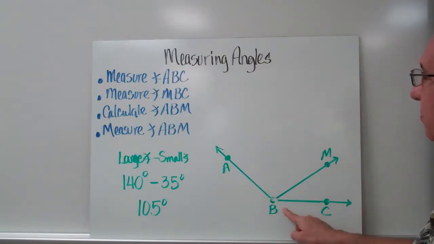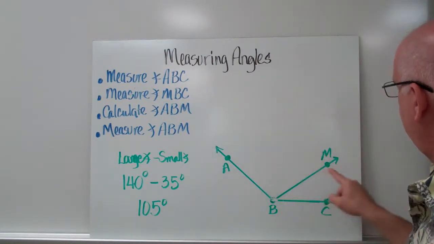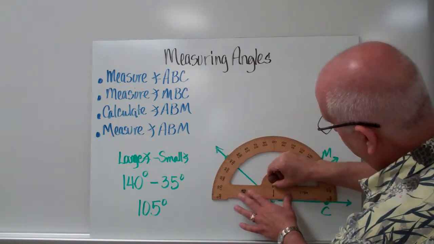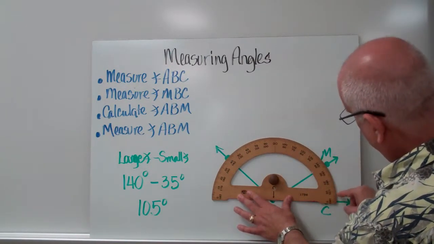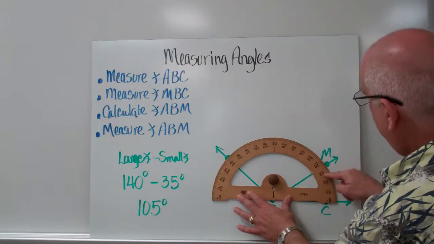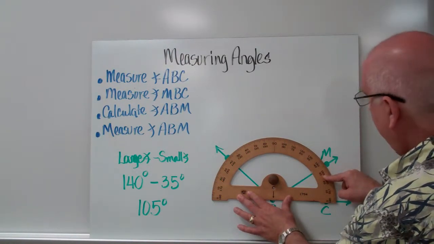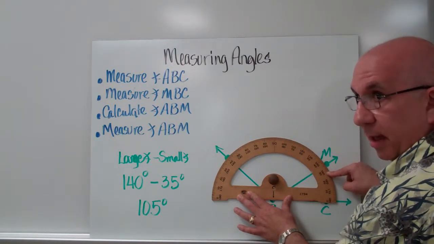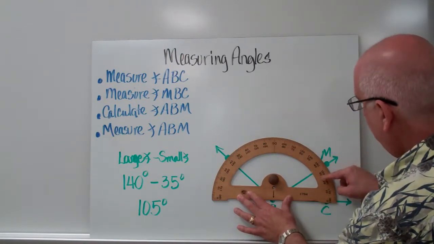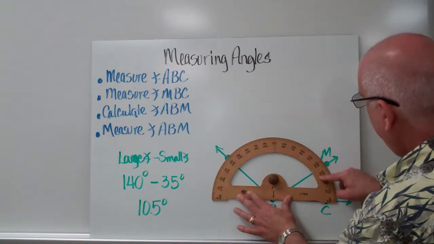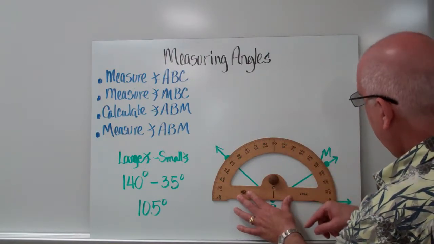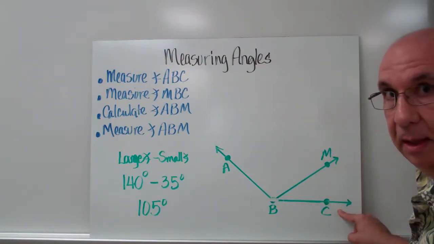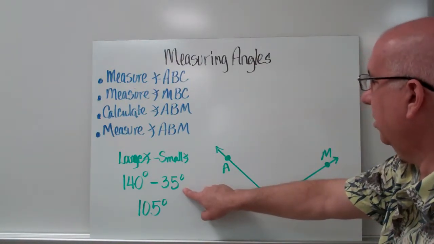To find the measure of this small angle, angle MBC, I repeat the same process. Line the vertex up with that point, line the 180 up here, and I read across here. This is halfway between 30 and 40. It says 40 and 140 and 150, but that's more than a 90-degree angle, and this is less than 90, so we use the smaller numbers. It's halfway between, so it's 35 degrees. So the measure of angle MBC is approximately, because we measured, 35 degrees.